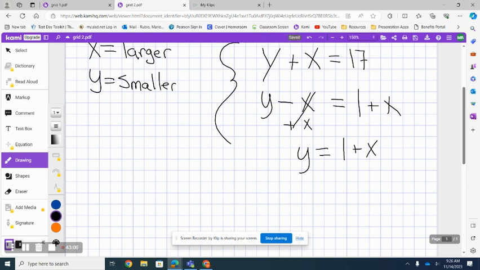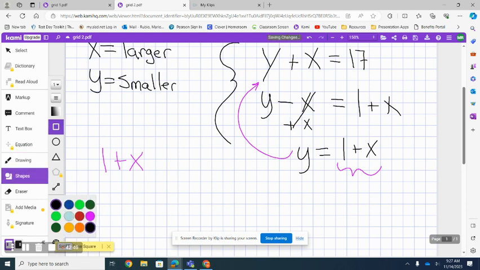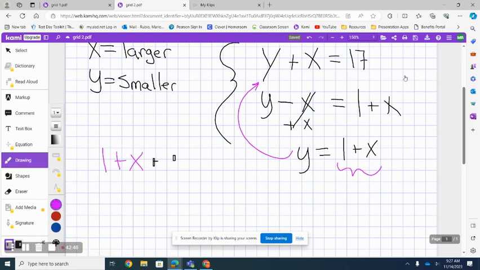Now I can substitute this. This is going to be the hardest part. I can now substitute that into that. So instead of y plus x, I'm going to have 1 plus x plus x. Guys, look up here, please. We're almost done. I took this y, 1 plus x, and I put it here. I still have my x, and I still equal 17.